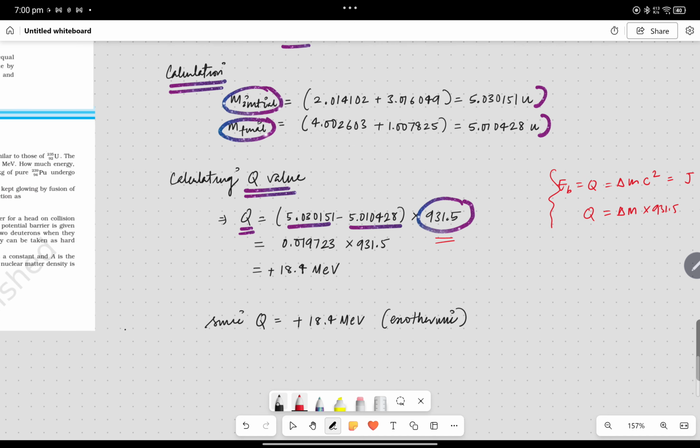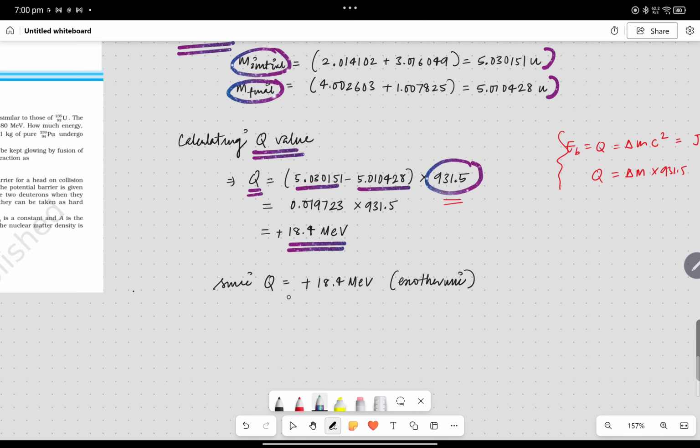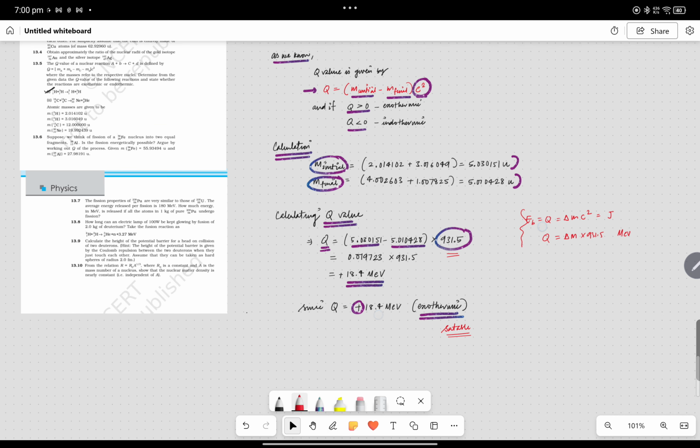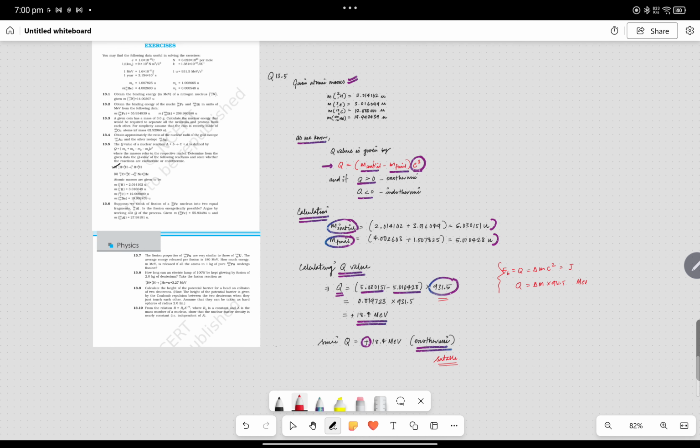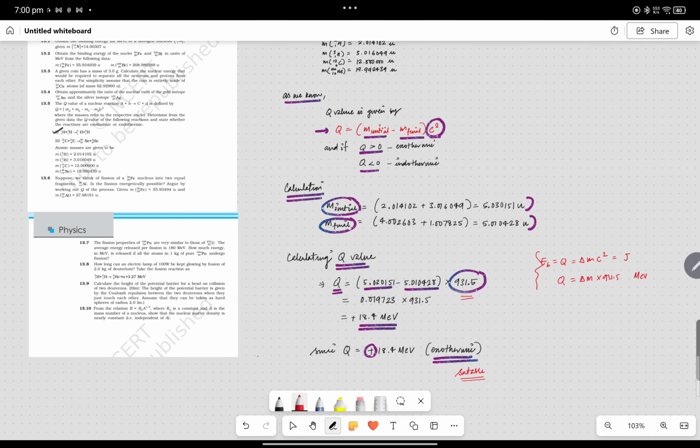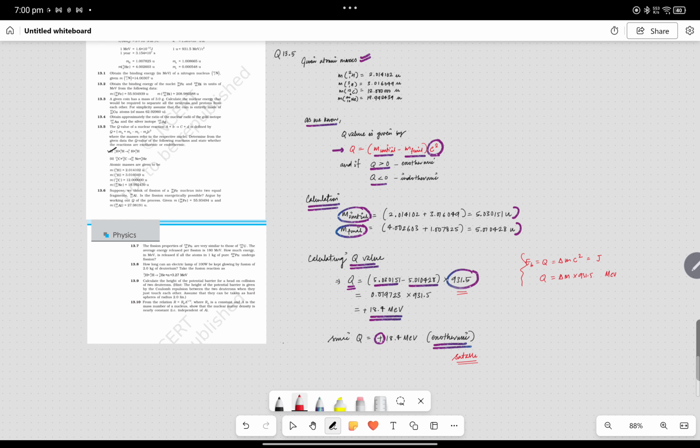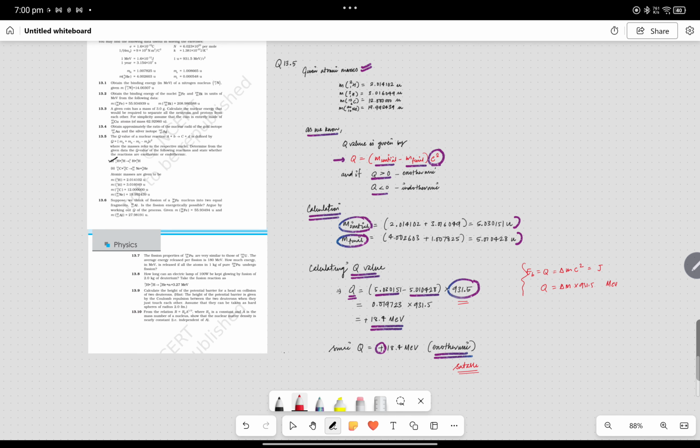Simple. And now after calculating this, you are going to get 18.4 mega electron volt, and that means we are getting the value of Q as positive, so it is exothermic, and that also signifies that it is a more stable nucleus than the previous one, the initial one. So this is the step that you have to follow while solving this, and you can do the same thing for the second question. The steps are going to be the same, nothing will change, only the calculation is going to be different. Okay.